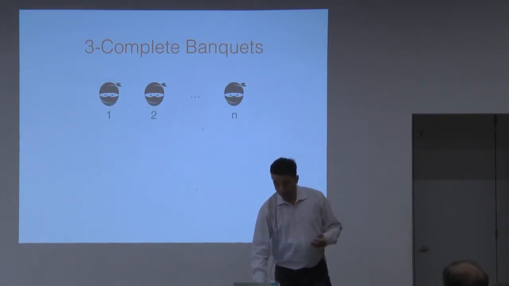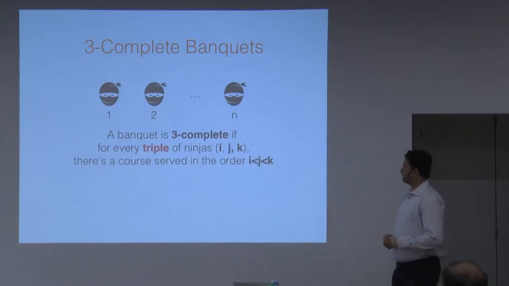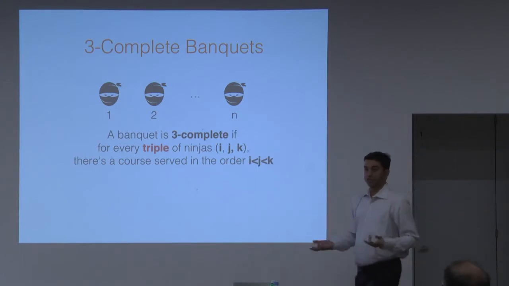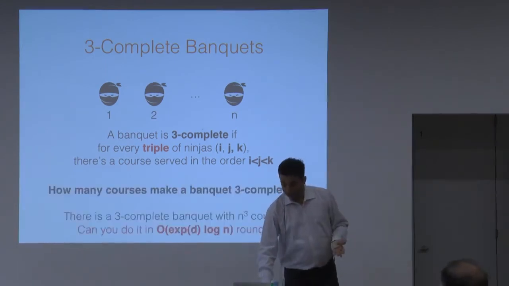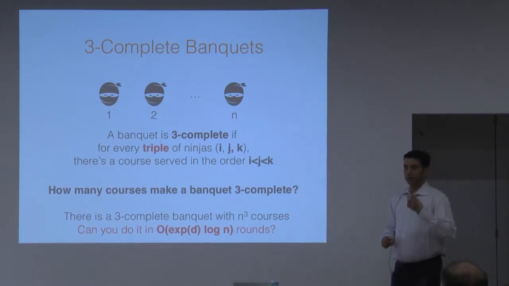What about if you generalize? So a banquet is 3-complete if for every triple of ninjas, there's a course that's served in the order I, j, k. And you want this to happen for every possible ordering of 3 ninjas. How many courses do you need? Again, there is a trivial way of having n-cubed courses, where you pick and choose 3 ninjas, and then 3 factorial ways of ordering them. And so that gives you roughly n cubed. So with n cubed courses, you can make this banquet complete.